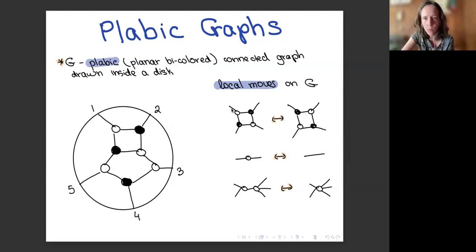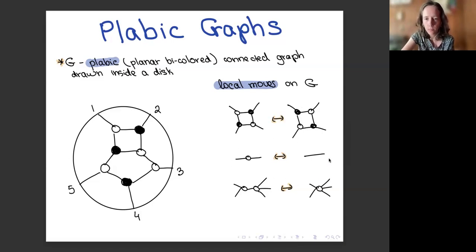The first local move is as follows. This is called a square move. Whenever you have a square face where the vertices around the square alternate in color, so black, white, black, white, and I really want this configuration where each vertex is trivalent, three things coming out, it doesn't have other spikes. Whenever you have such a configuration, you can change the color of the vertices. So whites become blacks and so on. All of the colors have changed. This is called a square move.